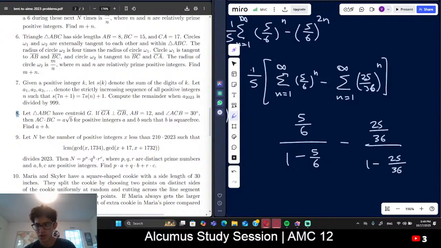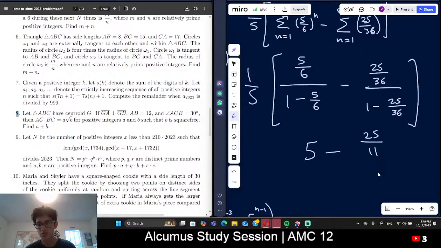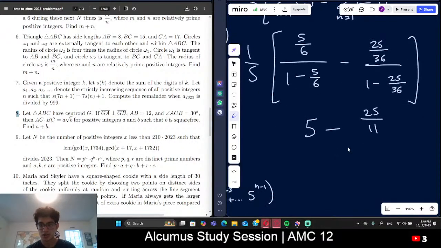I hope I'm doing the formulas right. I think I am. And there's a 1/5 in front, so let's not forget that. 5 over 6 over this, that should just be 5, right? Yes, that's 5 over 6 over 1 over 6, so 5, minus, this is going to be a little messier. I think it's 25 over 11. Yes. Yep. And so that's 30 over 11. There's a 5 over there, so this is 6 over 11, which means 17.